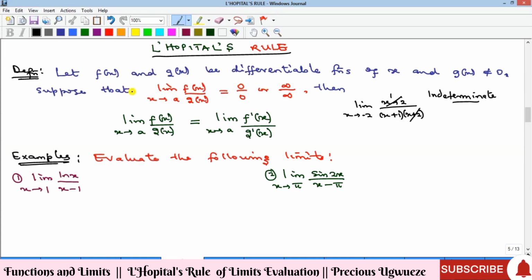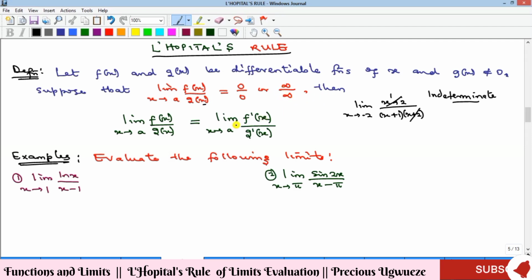So we say if you have two functions that are differentiable, that means you can differentiate them, where the denominator is not 0. That's your g cannot be 0. And so we said if you do a direct substitution of x going to a, that means x equal to a, into the two functions, and you're getting either 0 over 0 or infinity over infinity. This infinity over infinity here represents both positive and negative infinity.